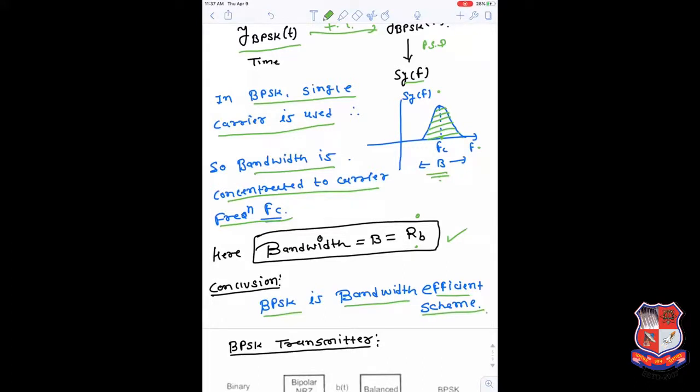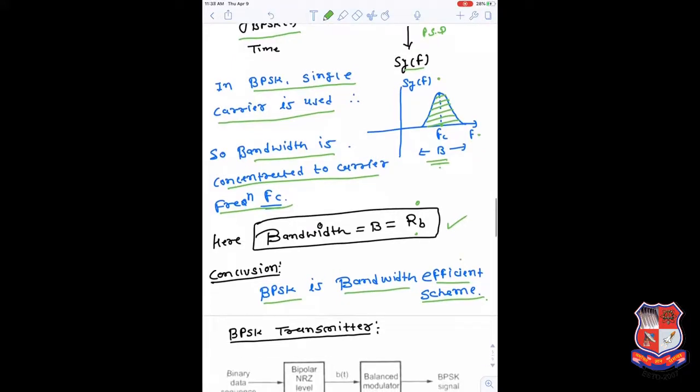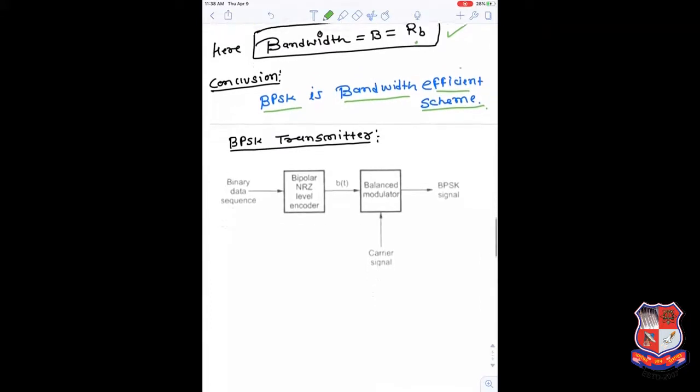However, if you discuss FSK, frequency shift keying, it is not a bandwidth efficient scheme because in FSK we require 2 Rb, which is double the bandwidth of amplitude shift keying and phase shift keying. So FSK is not a bandwidth efficient scheme, but binary ASK and binary PSK are bandwidth efficient schemes. You need to note down this point.